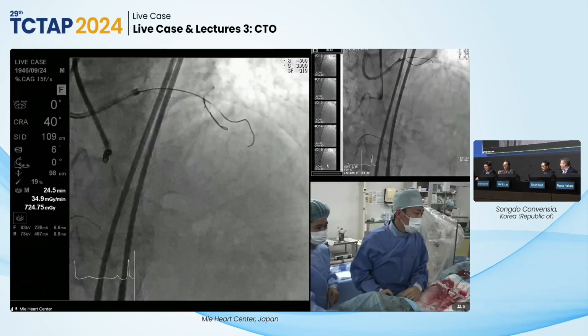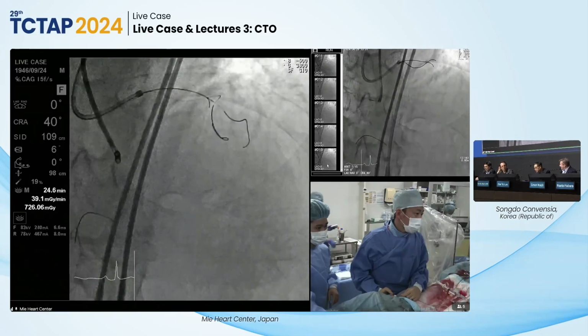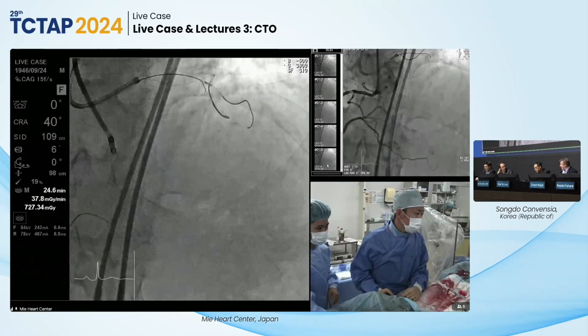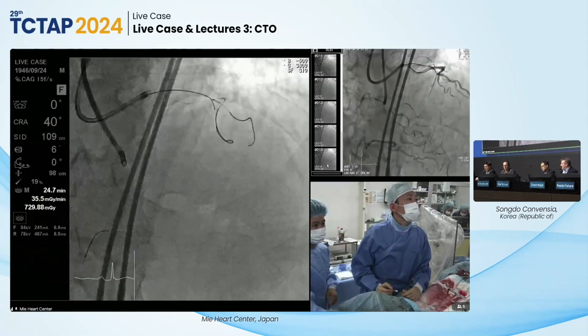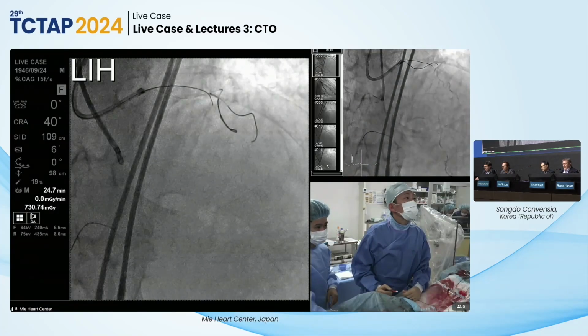Simon, for us in Europe, it's a little bit new to work with the new Gaia Next. Did you have the opportunity to work with it already? Not yet. I've got them, but I have very little experience. Yeah. I defer to our Japanese colleagues.